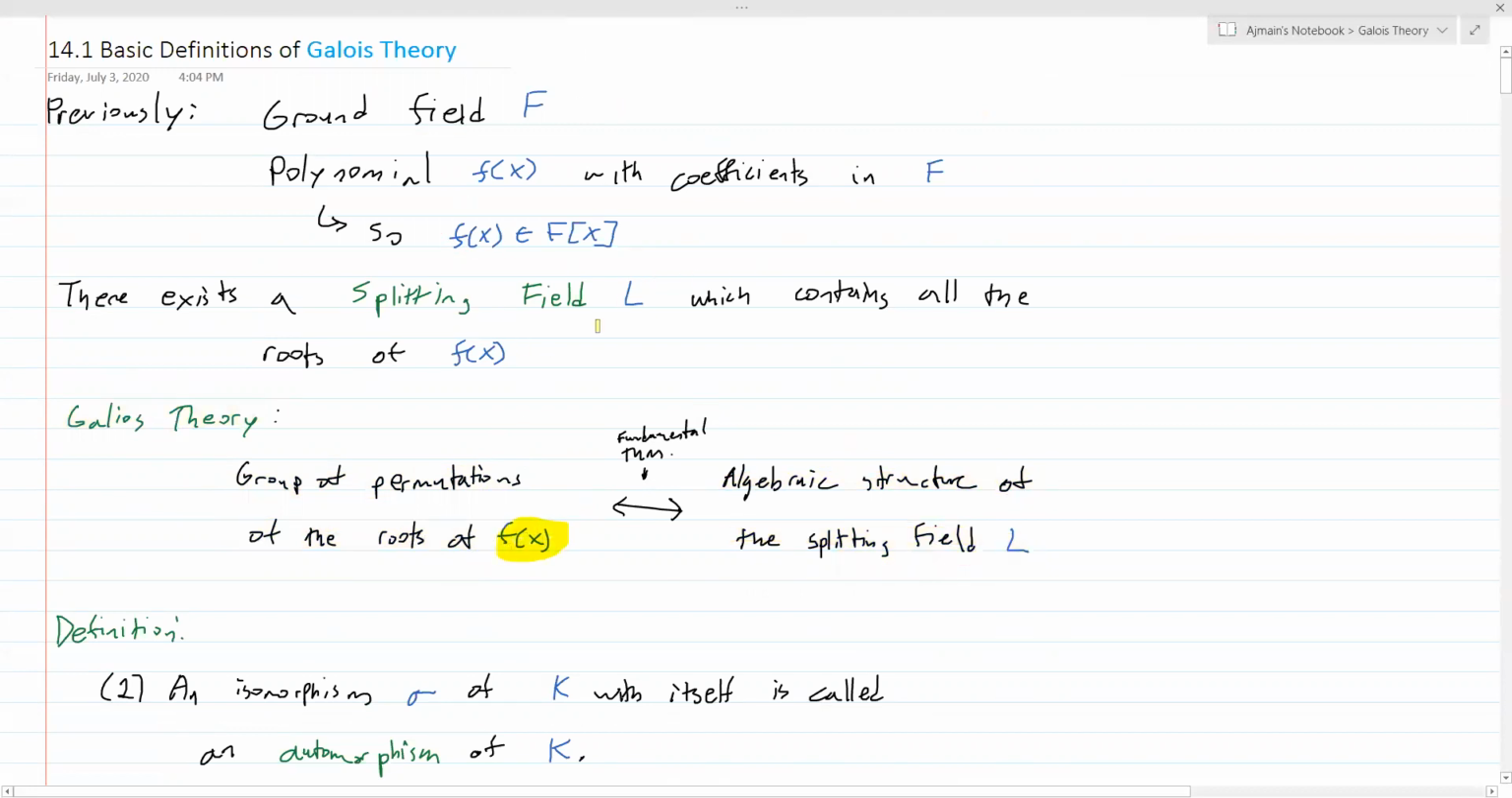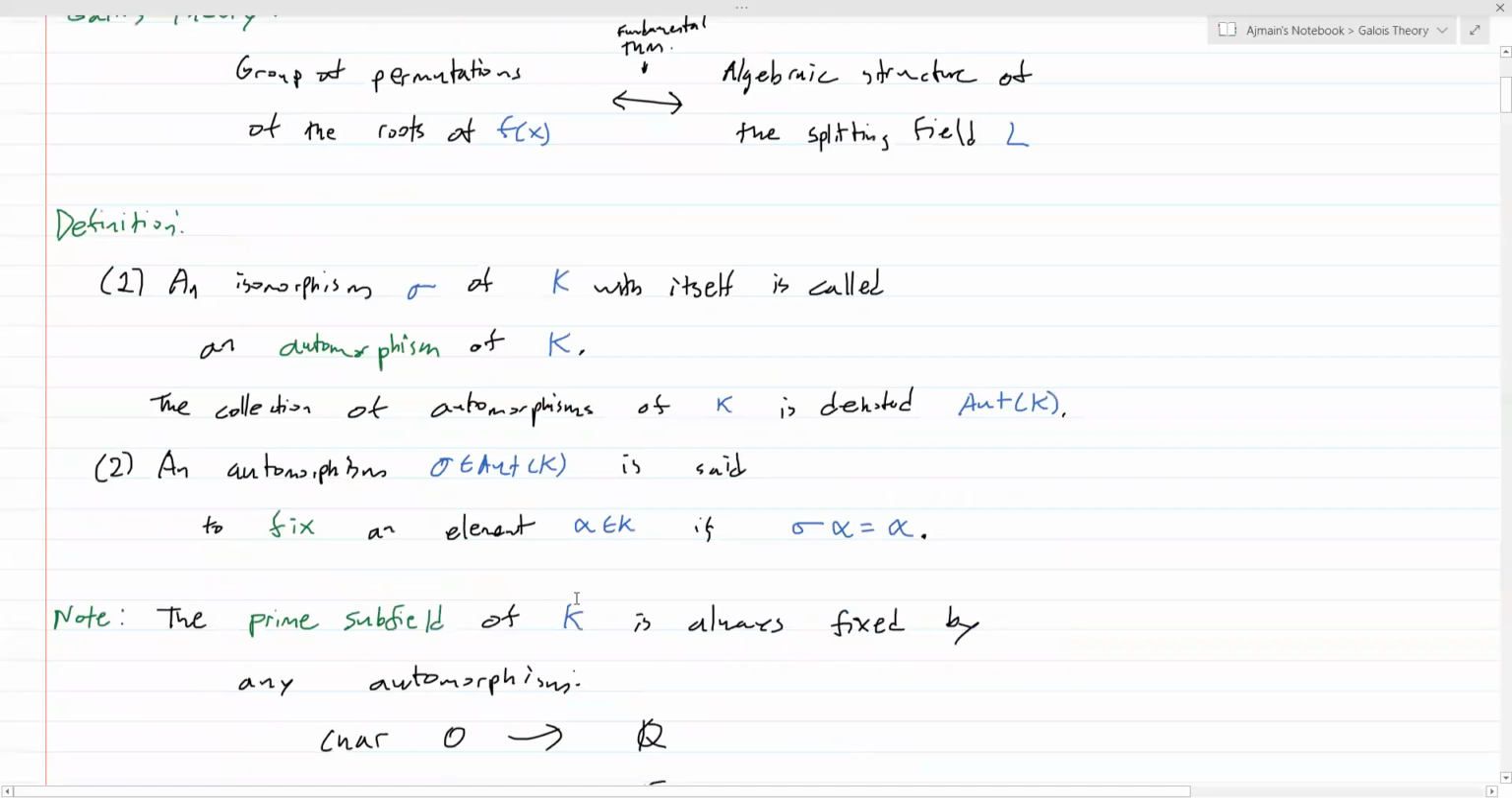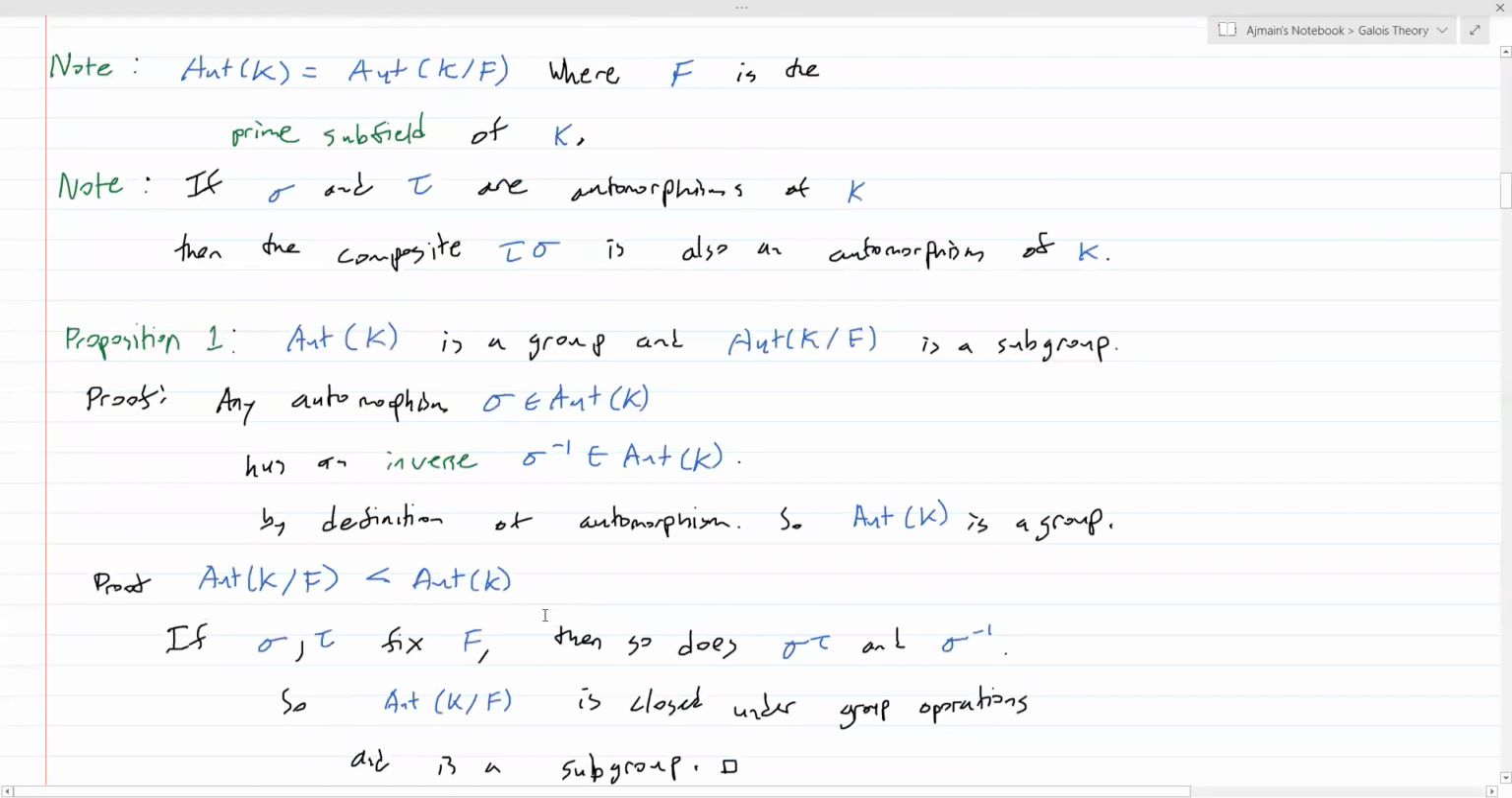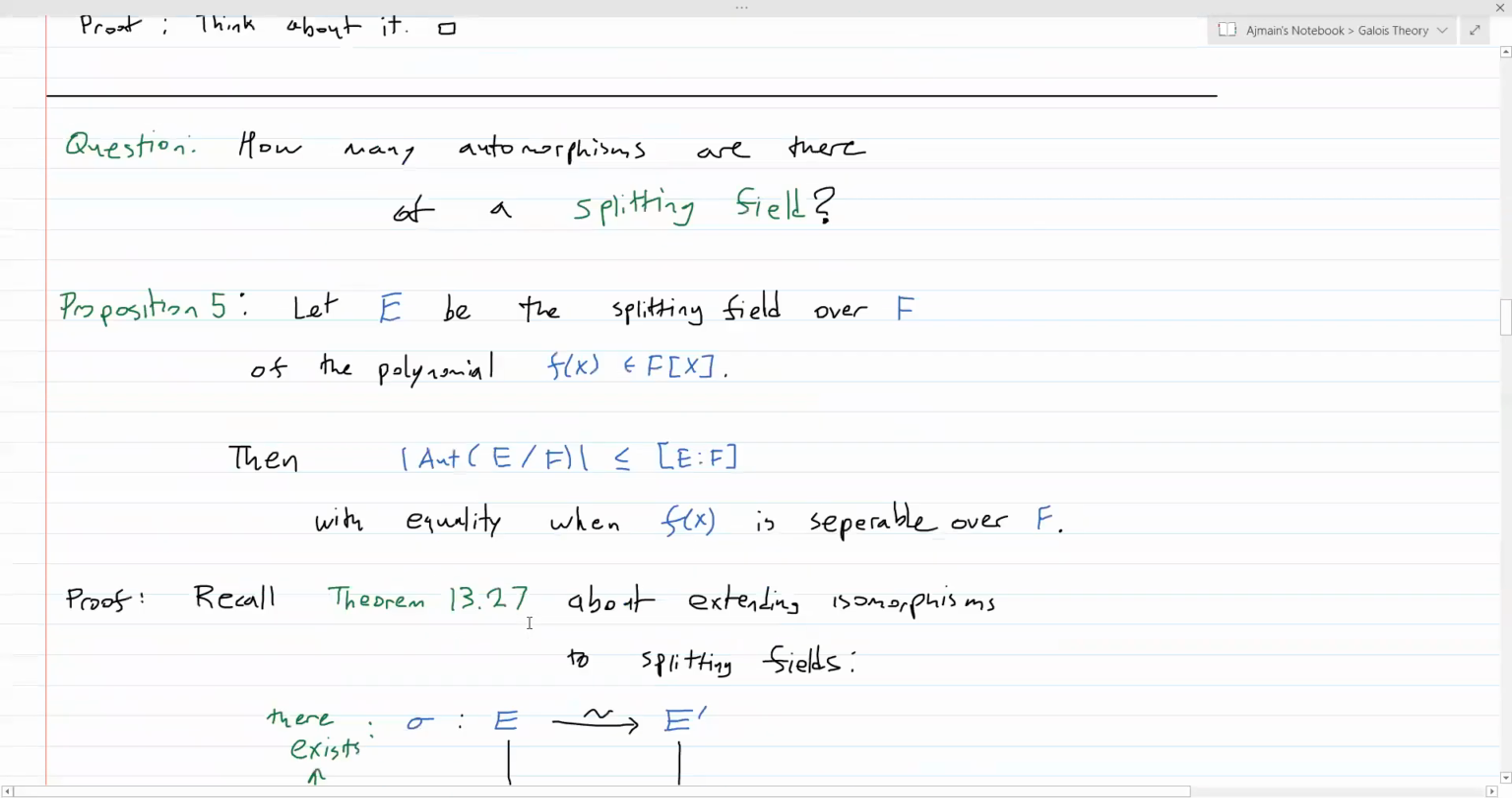We talk about automorphisms of extensions, but really all we need to do is specify the action on some generators, which are usually roots of certain polynomials. So whenever you have a Galois group, you're really just permuting roots of a certain polynomial. So that's what Galois theory is about.